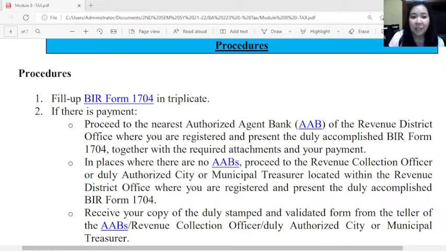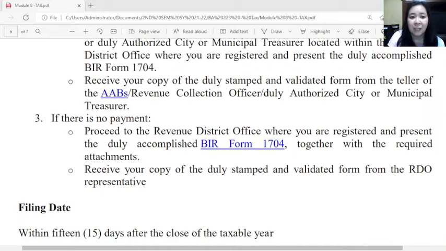If there is payment, they will proceed to the nearest authorized agent bank of the Revenue District Office where they are registered, and present this BIR Form 1704 together with the required attachments and the payment. If there is no authorized agent bank, then they can proceed to the Revenue Collection Officer or the duly authorized city or municipal treasurer located within their Revenue District Office where they are registered, and present their accomplished BIR Form 1704. They will receive their copy of the duly stamped and validated form from the teller of the authorized agent bank, revenue collection officer, or the duly authorized city or municipal treasurer.